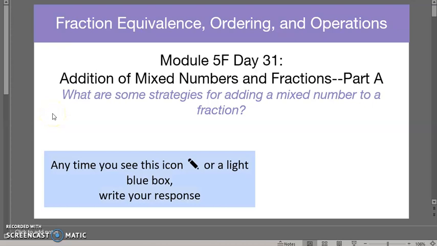Welcome. My name is Mr. Sunarine, and today we will be discussing what are some strategies for adding a mixed number to a fraction.